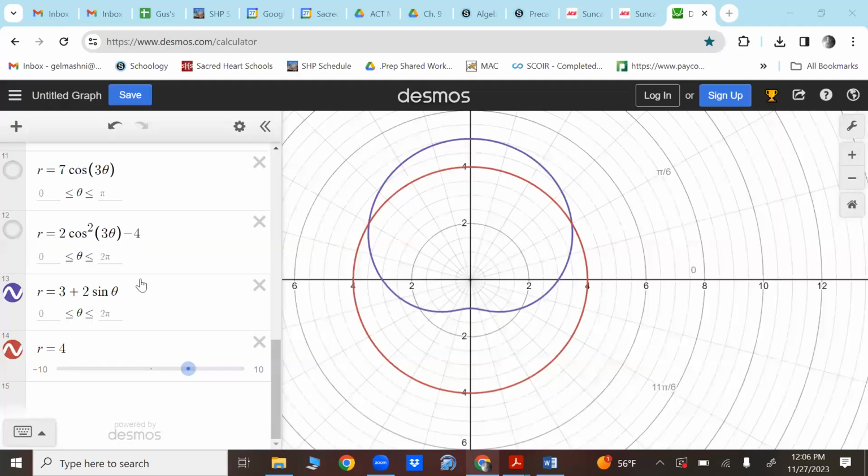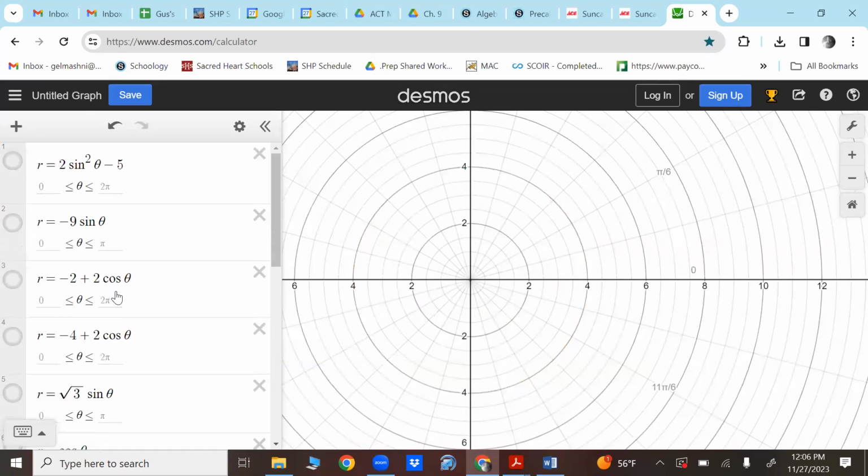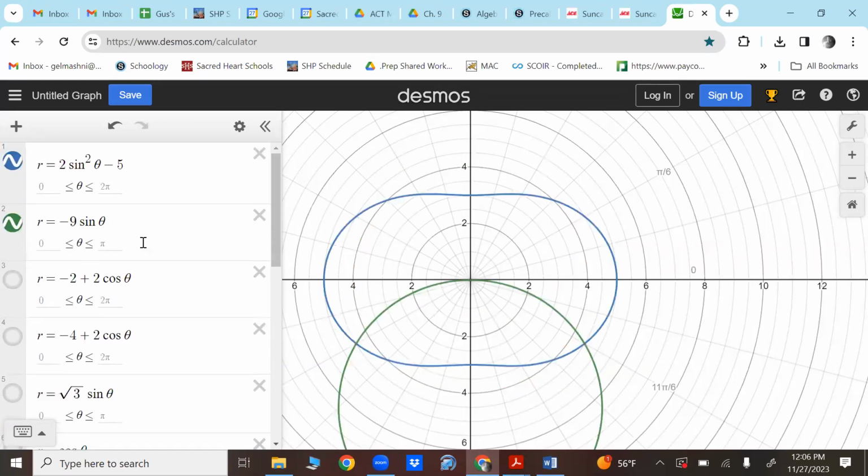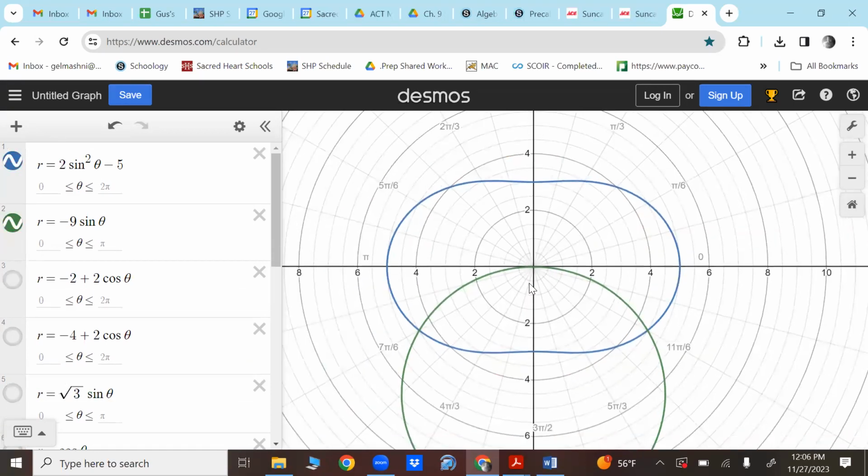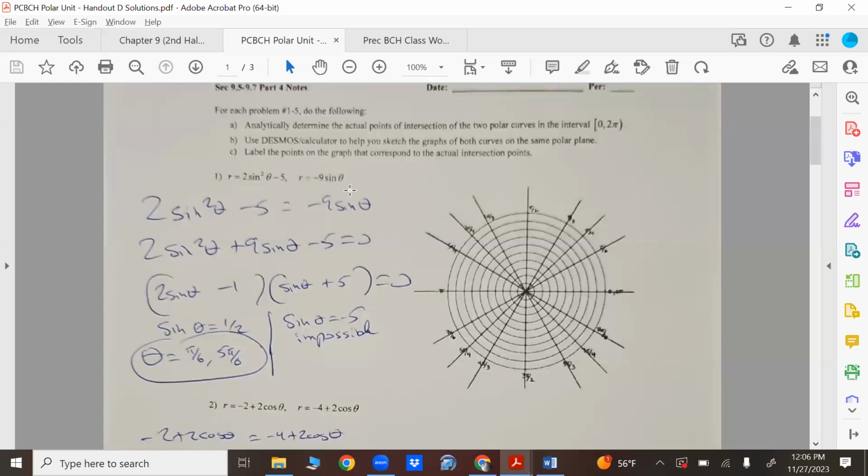If you go to Desmos, so let me close these down. I typed stuff in advance just to save time. So, that's a weird one. The first graph, the other one, just a circle. And now it looks like it intersects at 7 pi over 6, 11 pi over 6. But if you plug in 7 pi over 6, sine 7 pi over 6 is negative half. Negative 9 times negative half is actually going to be 4.5.